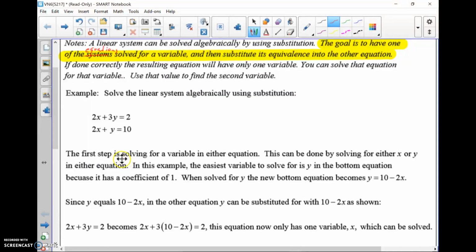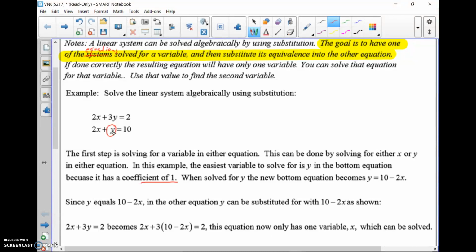The first step is solving for a variable in either equation. Doesn't matter which one. This can be done by solving for x or y. There's typically one that's easiest, and the easiest one has a coefficient of 1, if that's an option. Notice that the coefficient of x is 2, coefficient of y is 3, coefficient of x is 2, but the coefficient of this y is 1. You see no number written in front of it. That means it has a coefficient of 1.